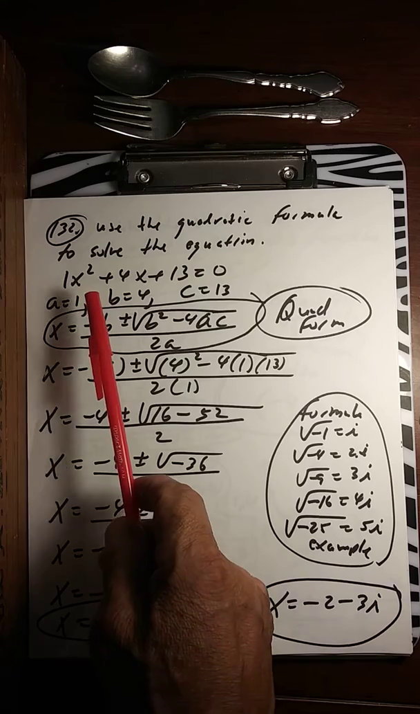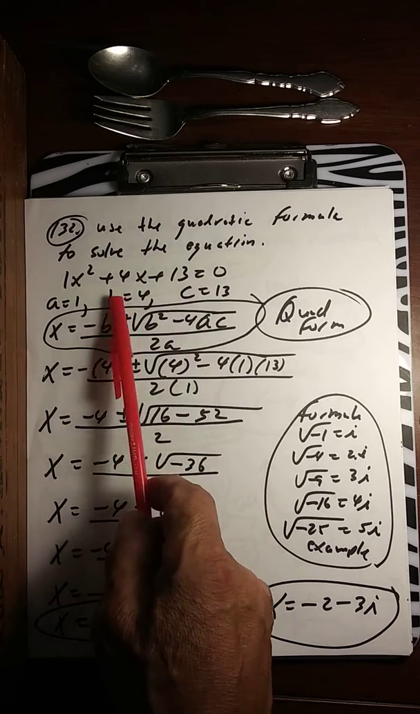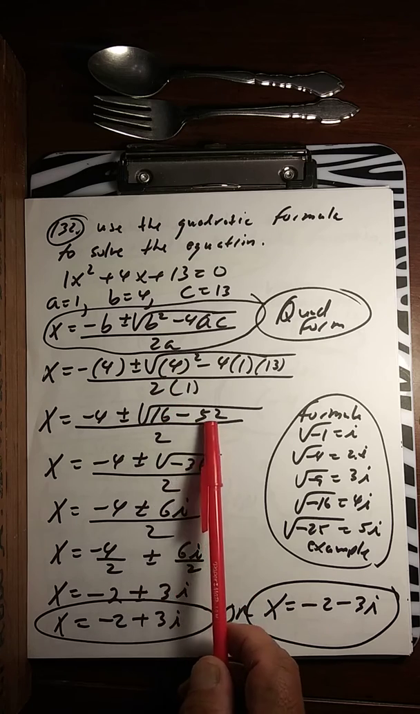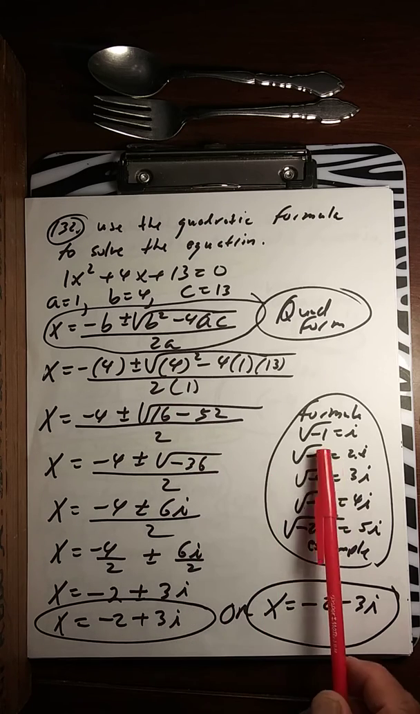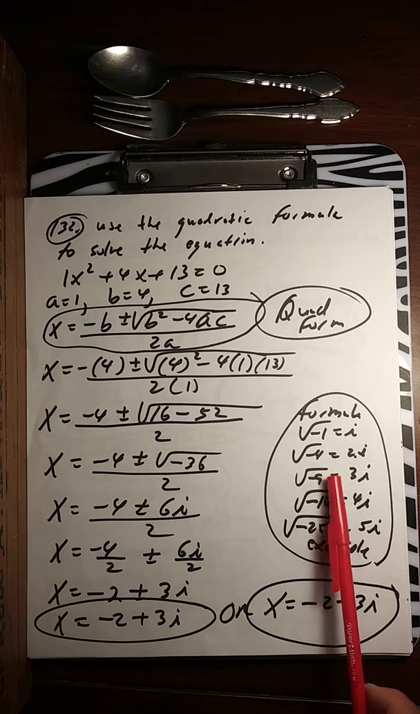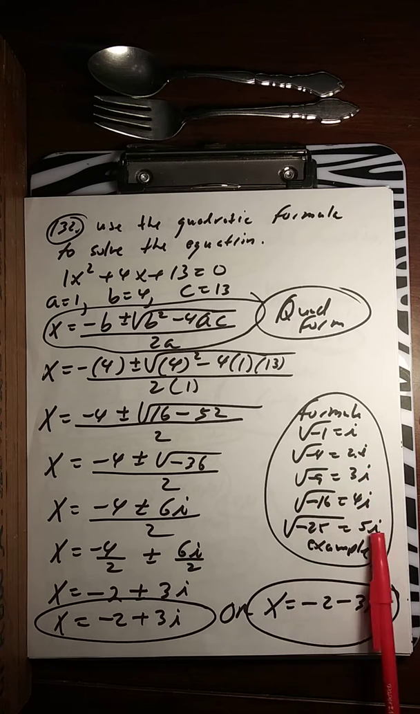Alright. a, b, c again. a, b, and c. Put the numbers in there. It's negative 4 times 4 times 10, 40 minus that, negative 36. But square root of a negative 1 is i. Negative 4 is 2i. Negative 9 is 3i. Negative 16. Negative 25 is 5i.